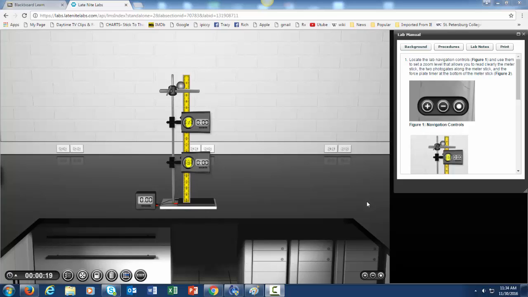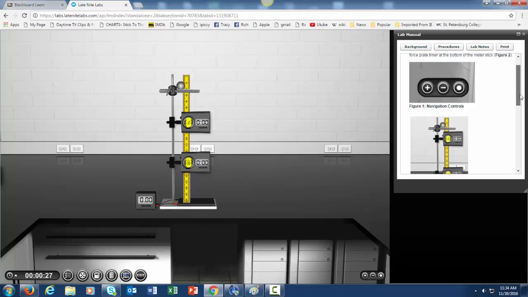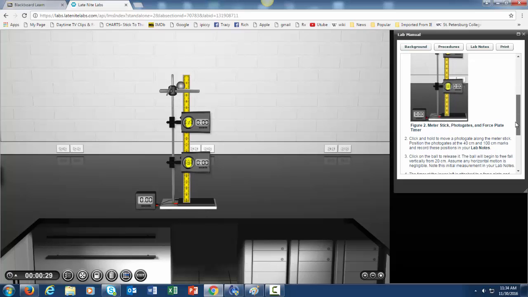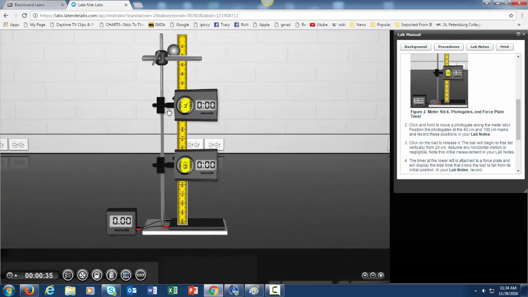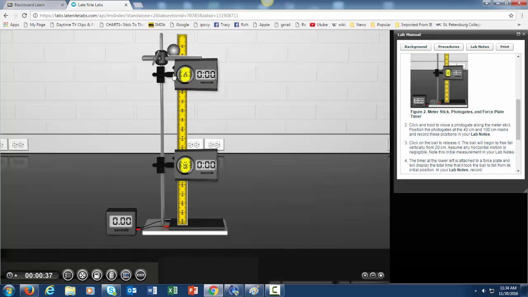So this is a quick explanation on how we're going to do the math for the free-falling bodies lab. In the procedure, what it says to do is to set these photo gates at certain centimeters, here 40 centimeters and 100 centimeters. We can zoom in a bit, and you should be able to set these exactly on those values. So one's at 40, the other one's at 100.